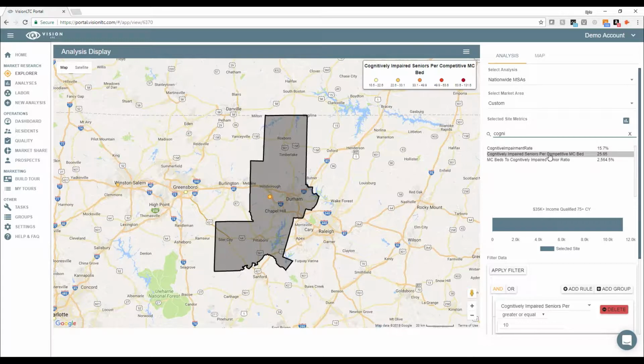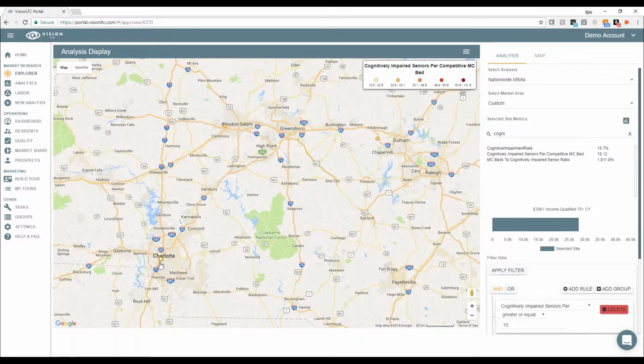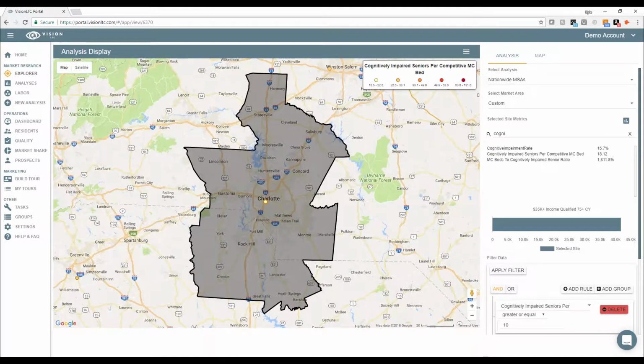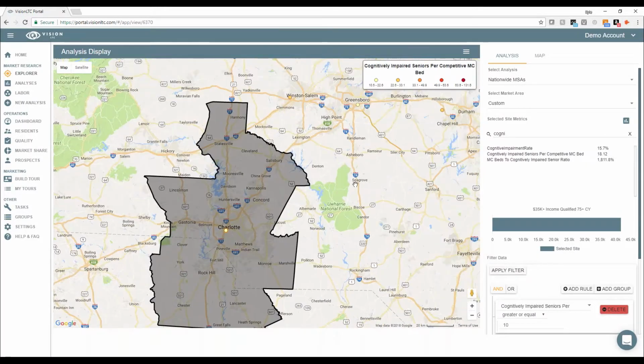So Durham, for instance, has a cognitive impairment rate of 15.7%, and it has a market-wide ratio of 25 cognitively impaired seniors for every memory care bed in the market. If we look at Charlotte, you'll notice that the cognitive impairment rate is the same. It's also 15.7%, but the ratio comes down from 25 to 18, and that's probably because of existing competition or existing supply in the market.